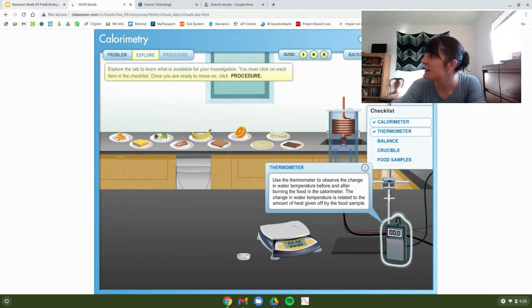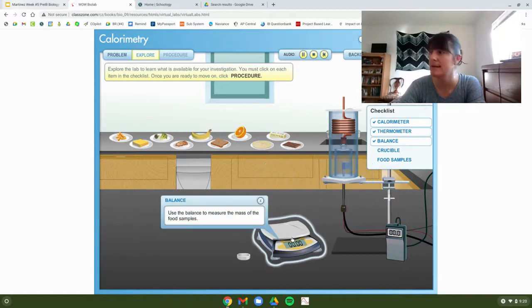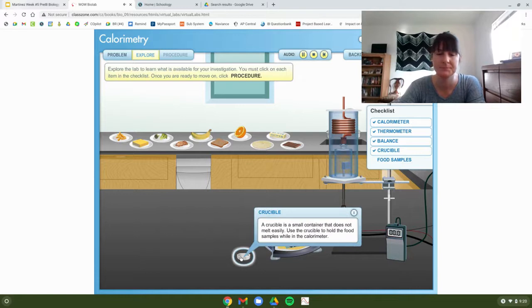Awesome. Looks like the next one is the balance. Here's our balance. Use the balance to measure the mass of the food samples. Awesome. Looks like next one is a crucible. Crucible. A crucible is a small container that does not melt easily. Use the crucible to hold the food samples while in the calorimeter.